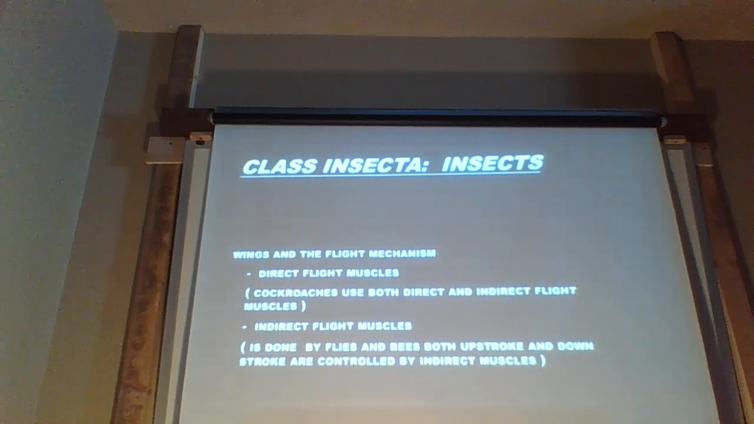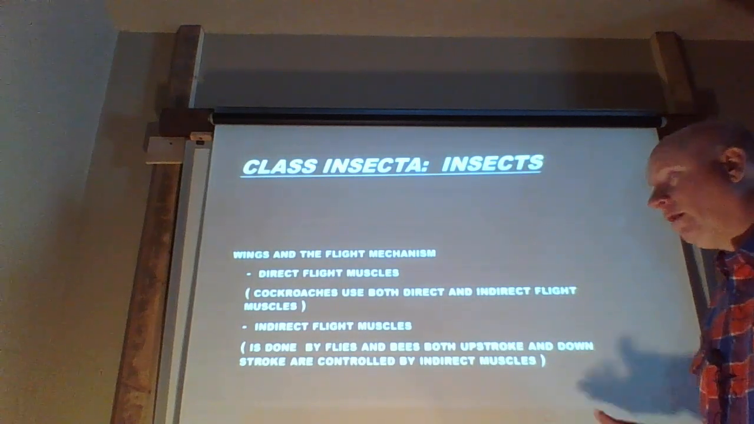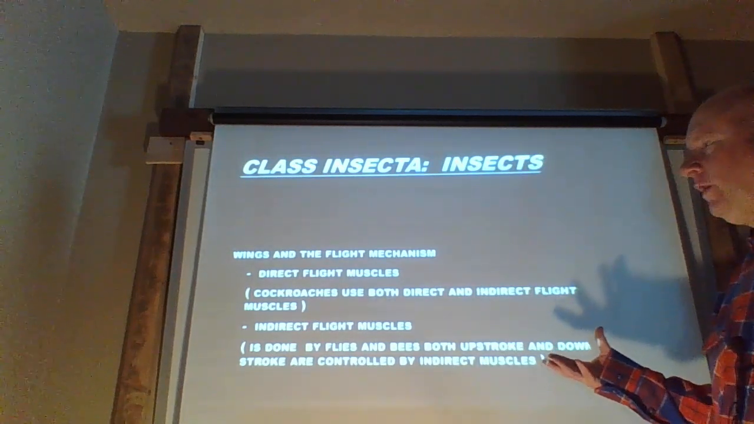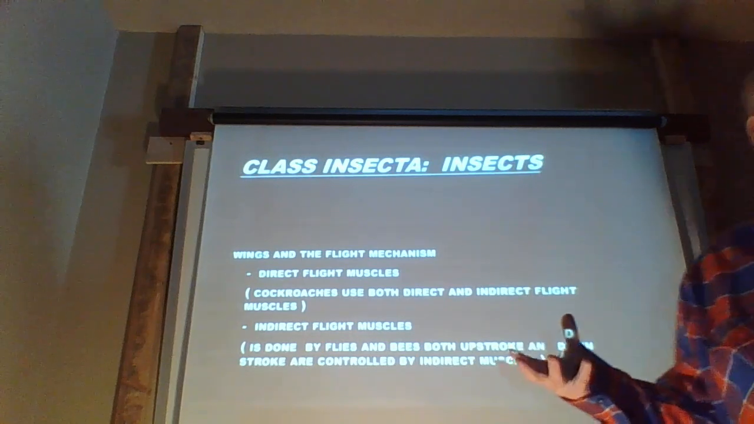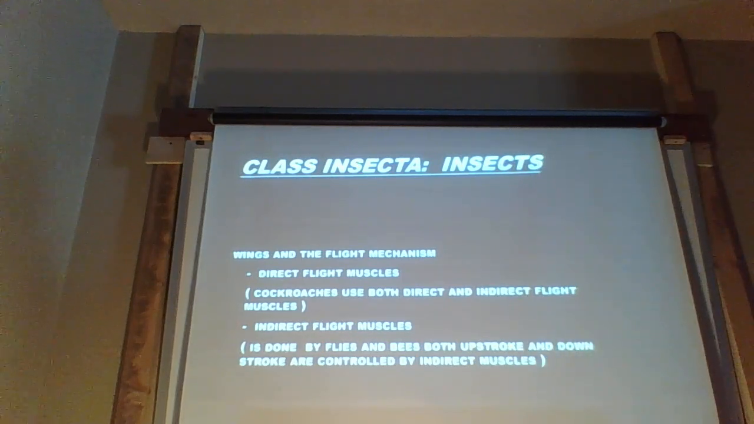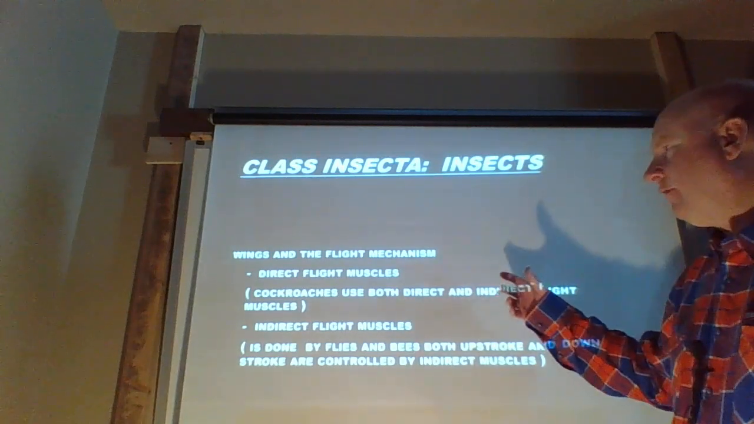So when we look at these, the reason we're talking about different types of flight muscles is because some of them flap very fast, and others, as you would guess, actually don't. So think of an insect that doesn't flap its wings very fast, but yet can fly. If you think of butterflies, that would be an example. They actually have these direct flight muscles. In other words, they don't flap very fast.